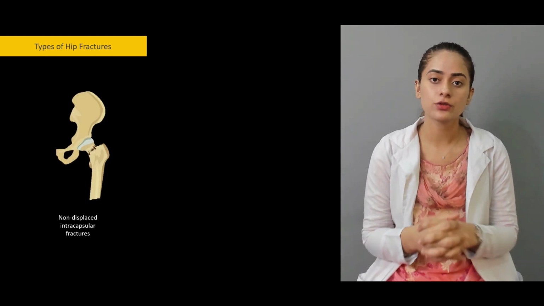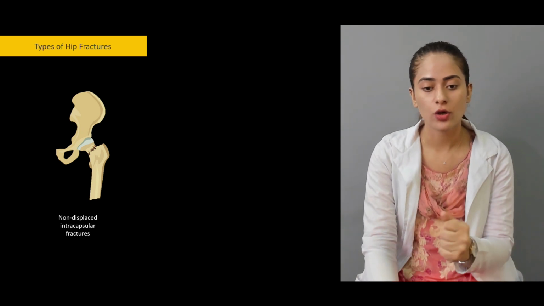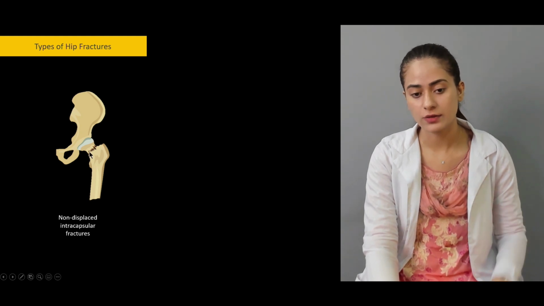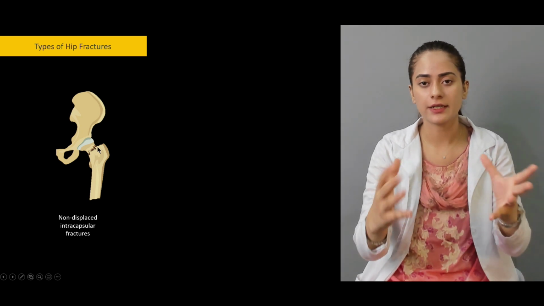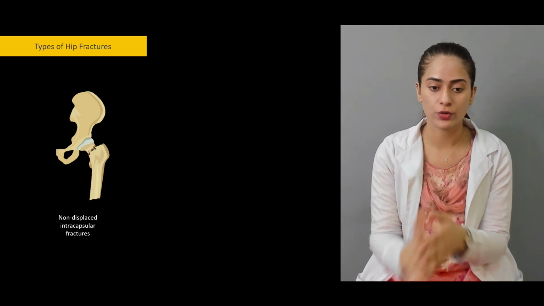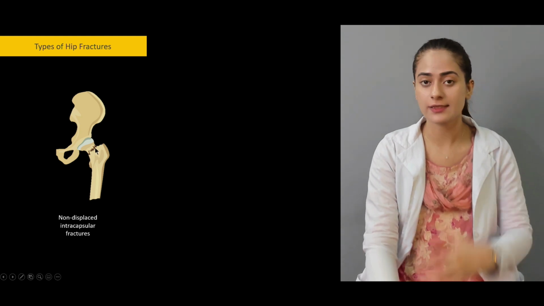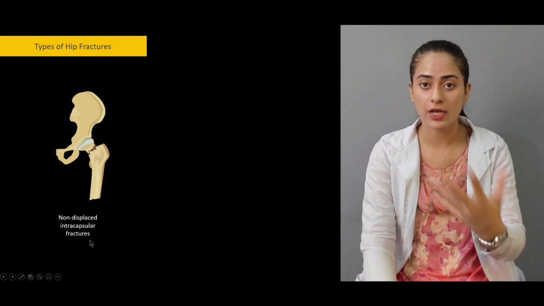So now we're going to talk about types of hip fractures. This is a fracture of the neck. This area will come inside the capsule of the joint, right? So the capsule of the joint will be here and here. So this is inside the capsule. You can call it a neck fracture. You can call it an intracapsular fracture.